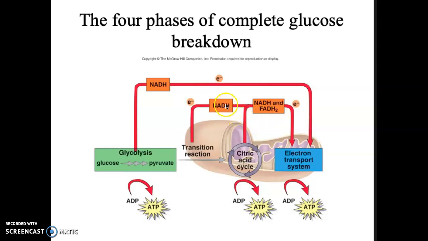When we see these NADHs and the FADH2s, remember the real thing that we're going to do with that is we're going to rip those hydrogens off and we're going to pump them through ATP synthase to generate some ATP for us. Okay, so that's the big picture. What we're going to do now is take a look at step one, which is going to be glycolysis.